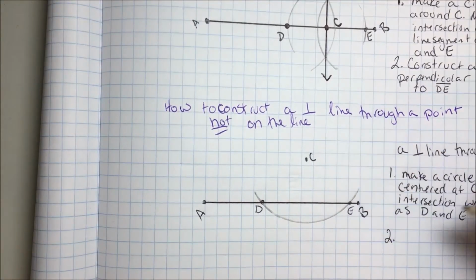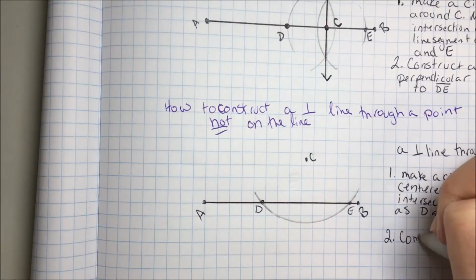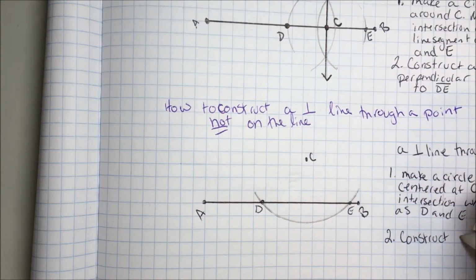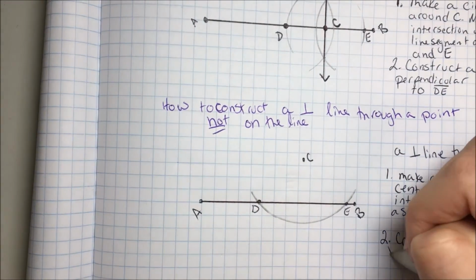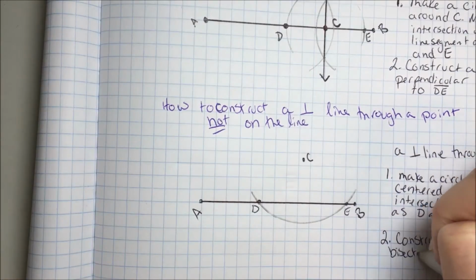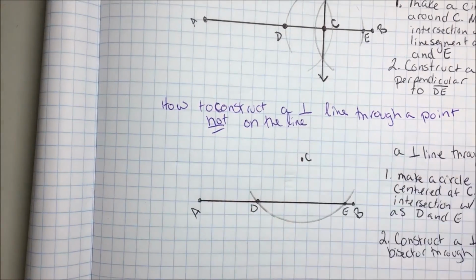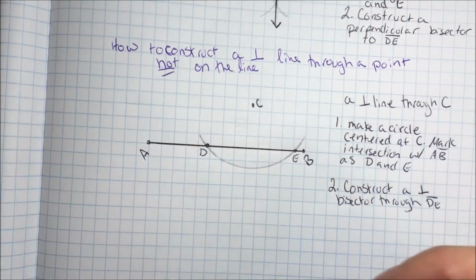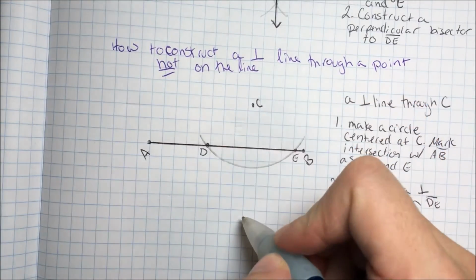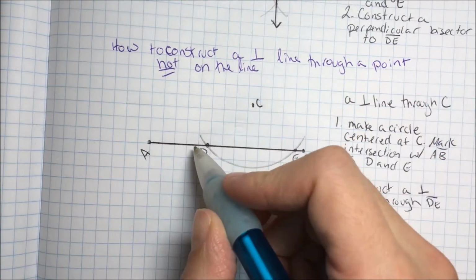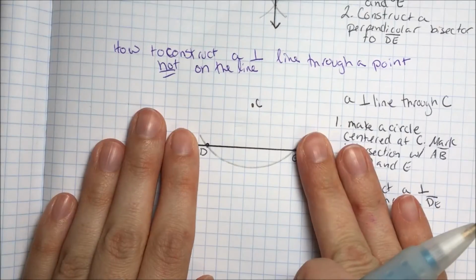Okay, so now I have this new line segment DE, and I'm going to do exactly what I did before. Construct a perpendicular bisector through DE. And I know that C is going to be on that perpendicular bisector because I know that all points on the perpendicular bisector are equidistant from the endpoints of a segment.